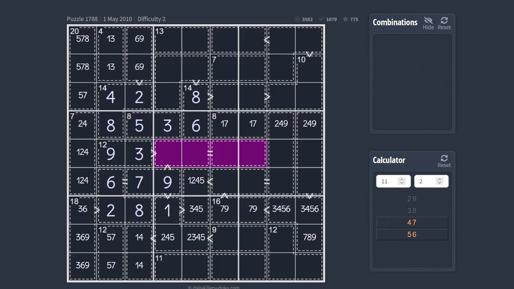I'm on puzzle 178 at dailykillersudoku.com. This is part 5 of my multi-part solve for this puzzle. It is a greater than Killer Sudoku. Difficulty 2, but I found it significantly more difficult than a 2.